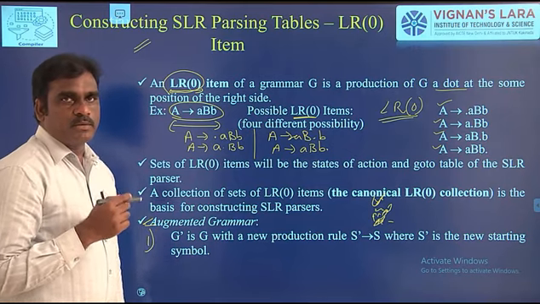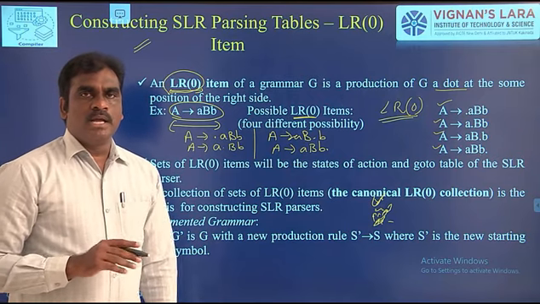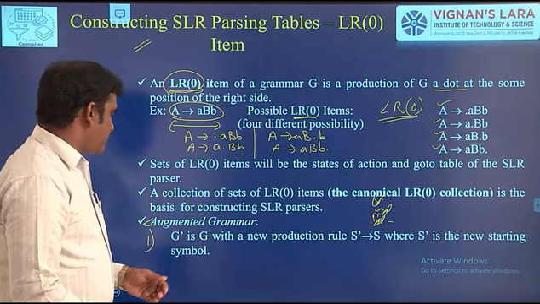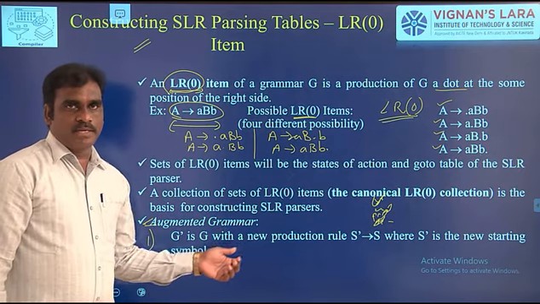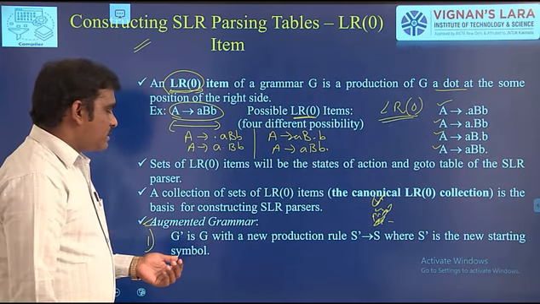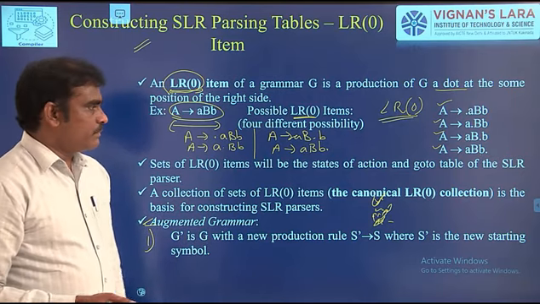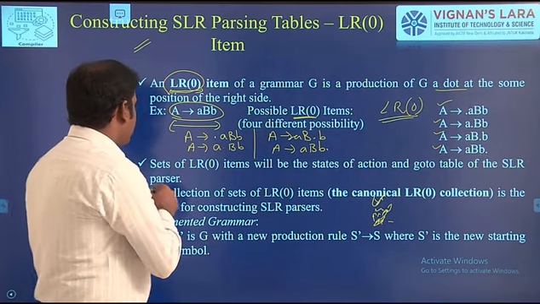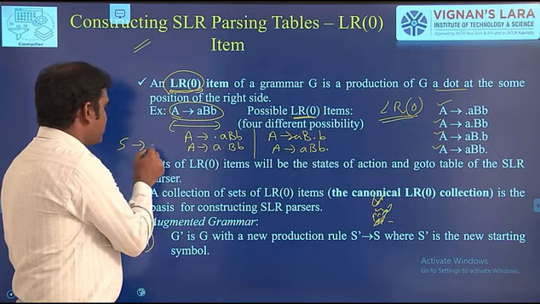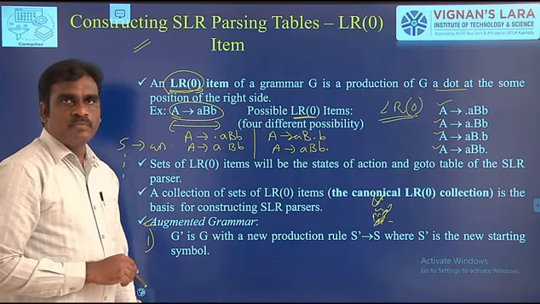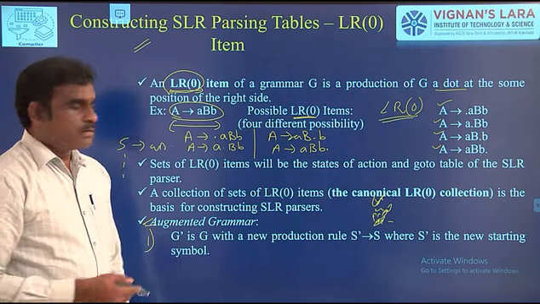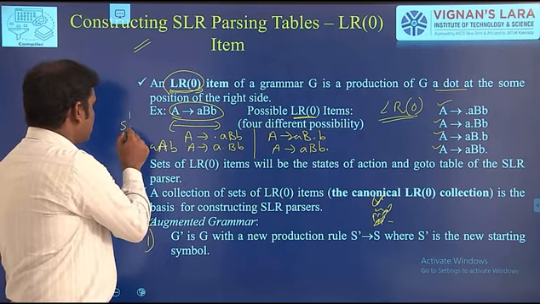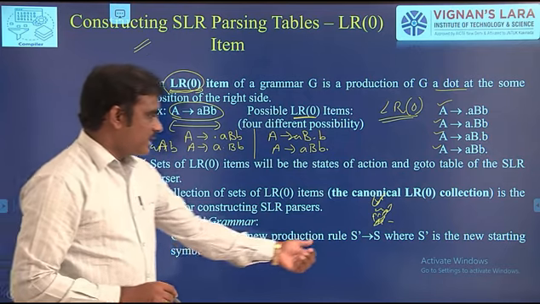Whenever we are going to construct any parsing table, after getting the grammar, the first step is to write the augmented grammar. Augmented grammar means nothing but simply adding one new production. Suppose in the given grammar, for example, take the starting symbol of the grammar. In this grammar, add one new production like this: S' to S.